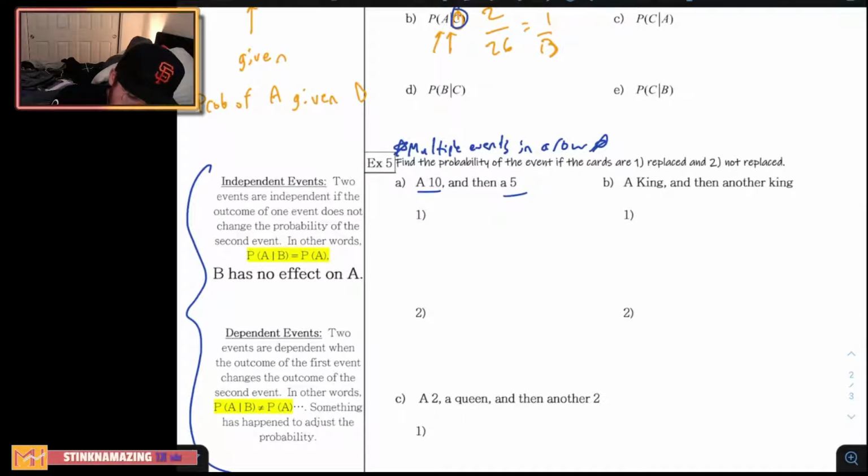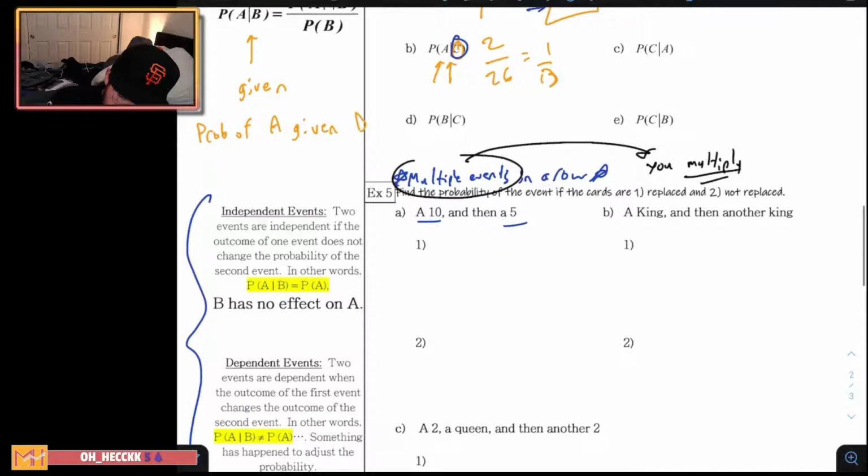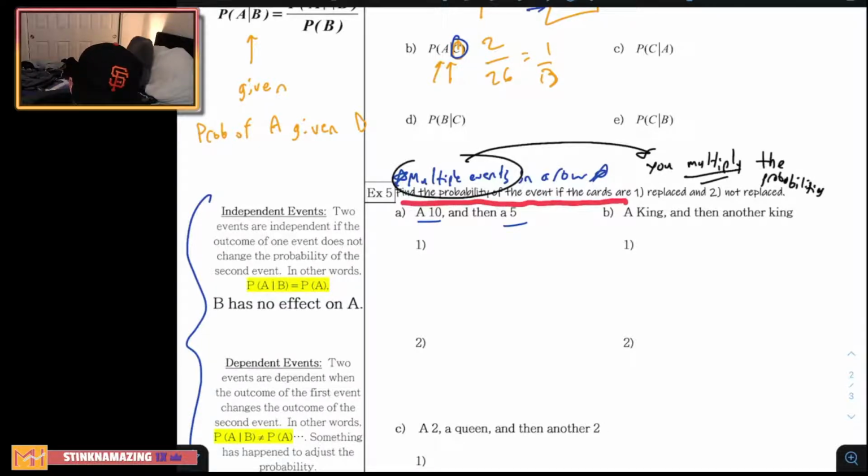Well, when you have multiple events in a row, you multiply the probabilities. You multiply. And I'll show you what I mean. Let's read the entire question and then we'll do it. Find the probability of the event if the cards are replaced, not replaced. So I'll tell you what we mean by that.